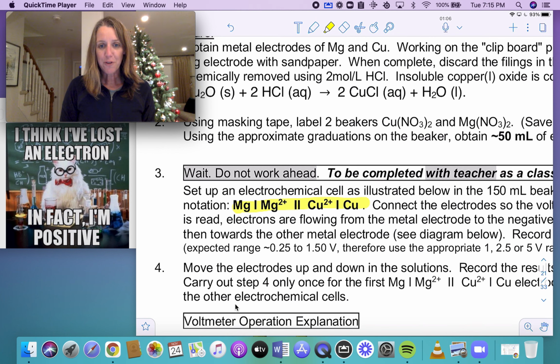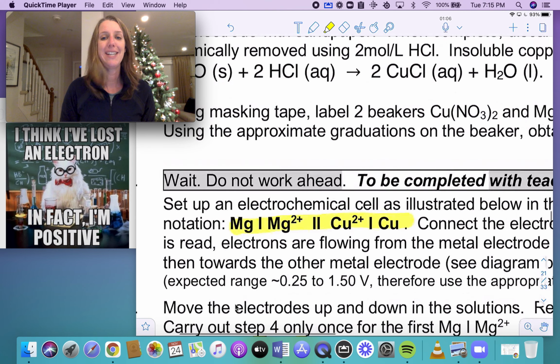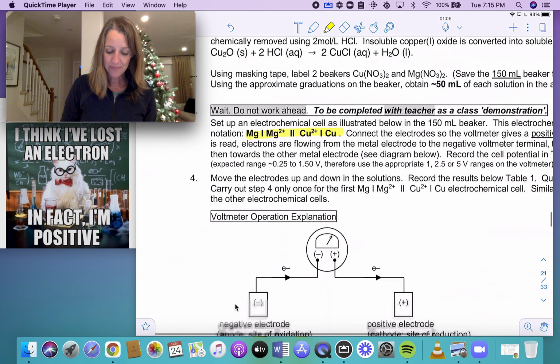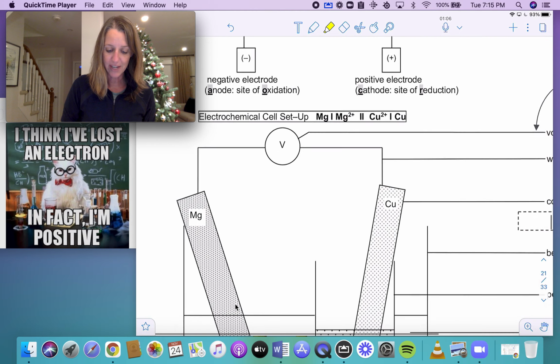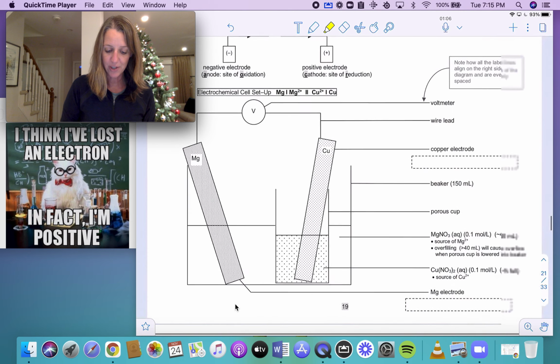Okay, so for the first one, we would have set it up where we've got magnesium and copper, and which one's the anode and which one's the cathode. Where's the oxidation? Where's the reduction? What does that look like? Okay, so based on that, you've got a little setup down here. Okay, so we've got our cell notation.